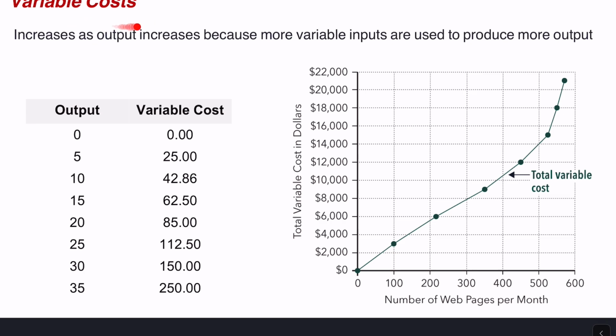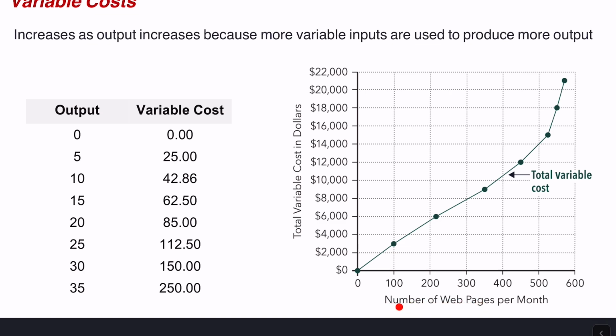Variable costs are going to go up as our output goes up. Right? So these are going to increase as our output increases because more variable inputs are used to produce more output. If you want to produce more output, you need to hire more workers and you have to pay those workers. And so our example in these videos is an application to a firm that's going to create and sell web pages.